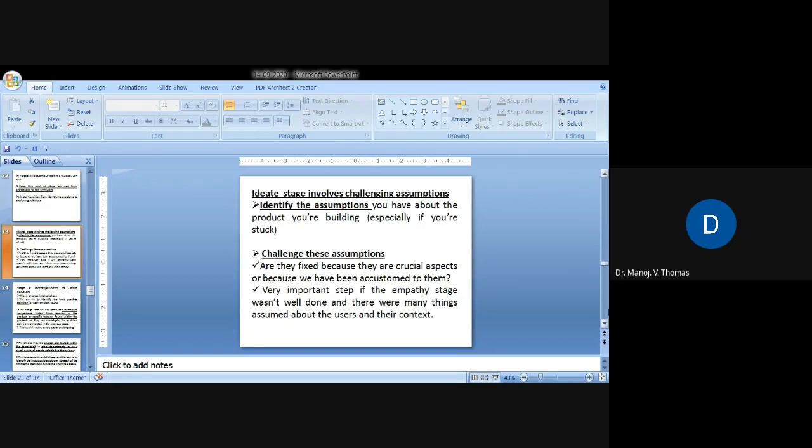Ideate stage involves challenging assumptions. Identify the assumptions you have about the product you are building. So identifying the assumptions. Say for example, in our mobile application, we have used an encryption algorithm. Say for any encryption algorithm. So you need to ask something like, why have I chosen that particular encryption algorithm?